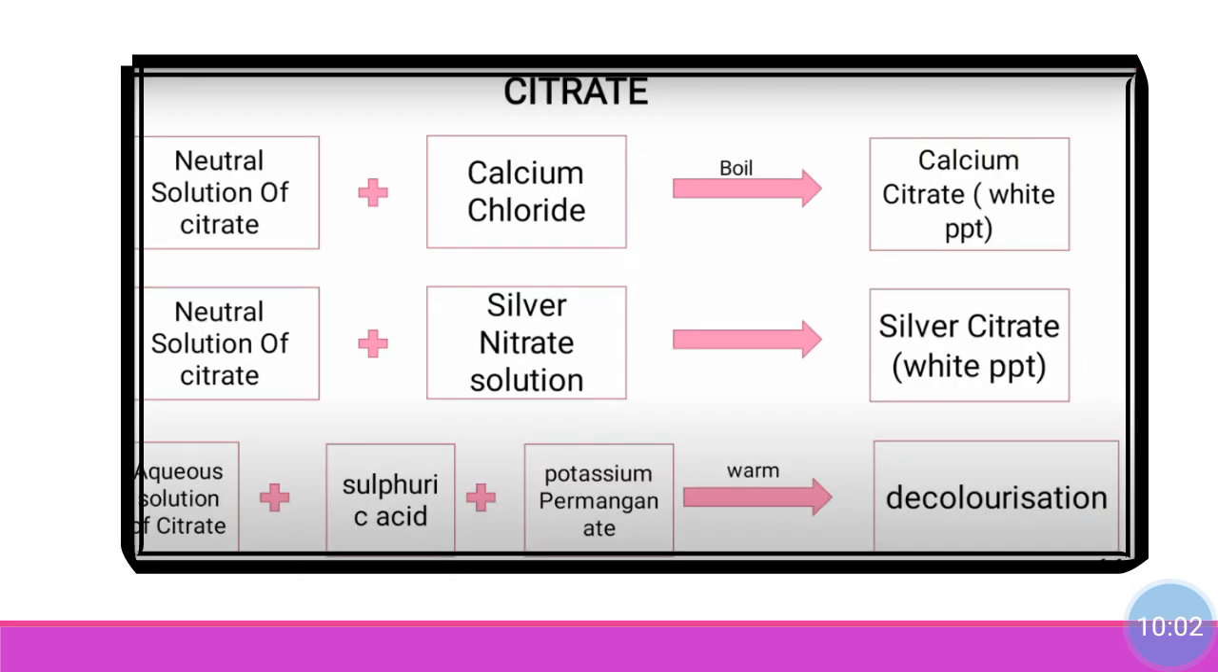Next is the citrate. For the citrate, a neutral solution of citrate, when it reacts with calcium chloride and we boil this solution of citrate and calcium chloride, there will be a calcium citrate white precipitate formed. So when we boil the neutral solution of citrate plus calcium chloride, there will be a formation of calcium citrate, a white precipitate.